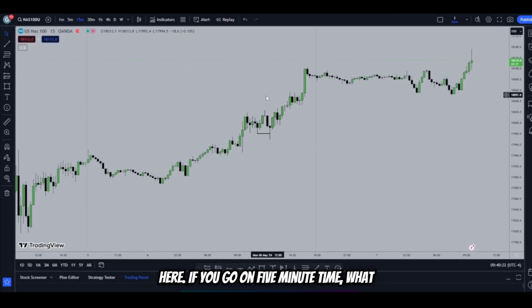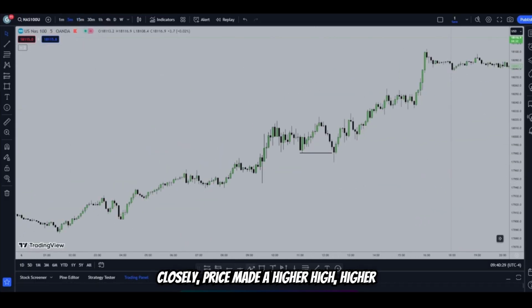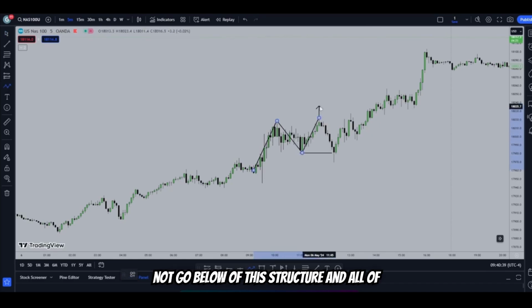If you go on the 5-minute time frame, what was the time? So it's like 12 o'clock, in a 5-minute time frame. So now look at it over here closely. Price made a higher high, higher low, higher high. Okay, so now people are thinking that price should not go below this structure, and all of the people's stop losses will be below this structural low.